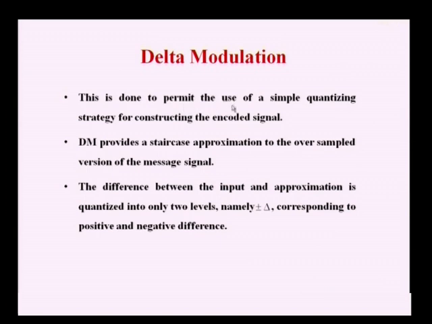This is done to permit the use of a simple quantizing strategy for constructing the encoded signal, and delta modulation provides a staircase approximation to the oversampled version of the message signal. That is, the difference between the input and the approximation is quantized into only 2 levels, either plus or minus delta, the step size. These 2 levels correspond to the positive or negative difference. If the current sample is greater than the previous sample, then positive delta is used, and if the current sample is less than the previous sample, then negative delta is used.